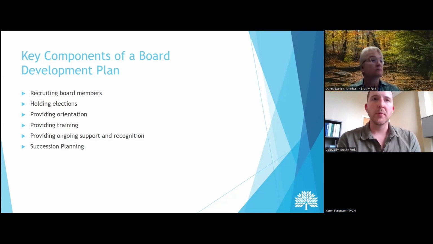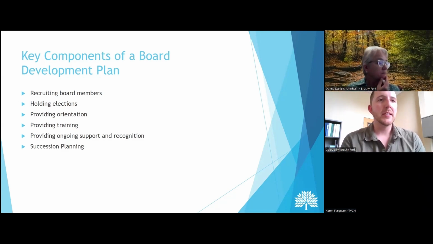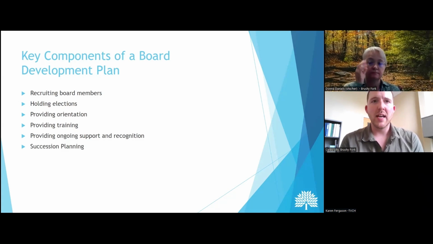Next is to analyze board performance. You can create a policy indicating a minimum that board members are expected to contribute. This could include board meeting attendance, contributing to meeting discussions, participating in committee meetings, and other measures or benchmarks. And after that, analyze the data and decide where improvements can be made.